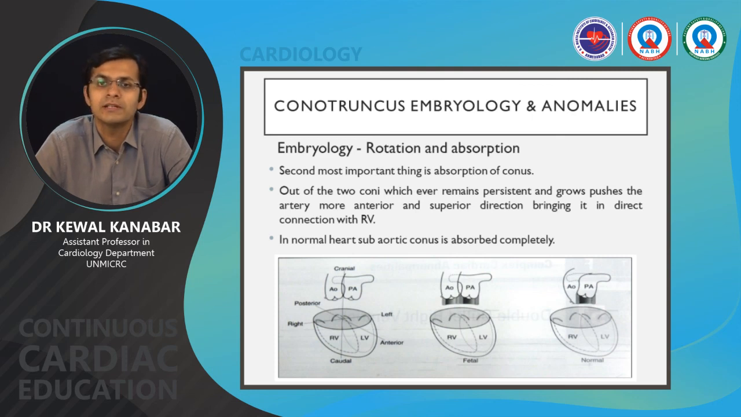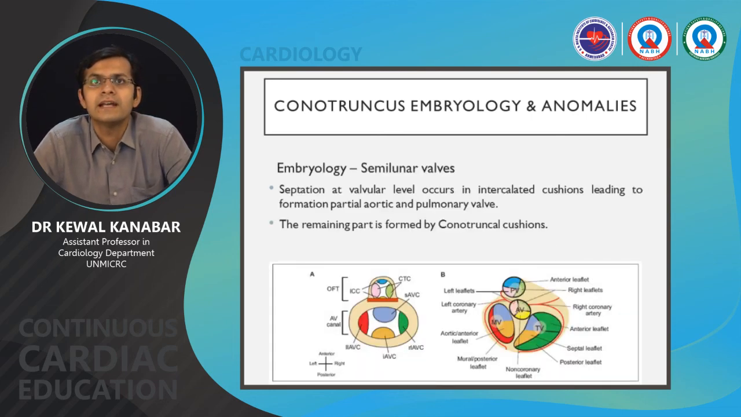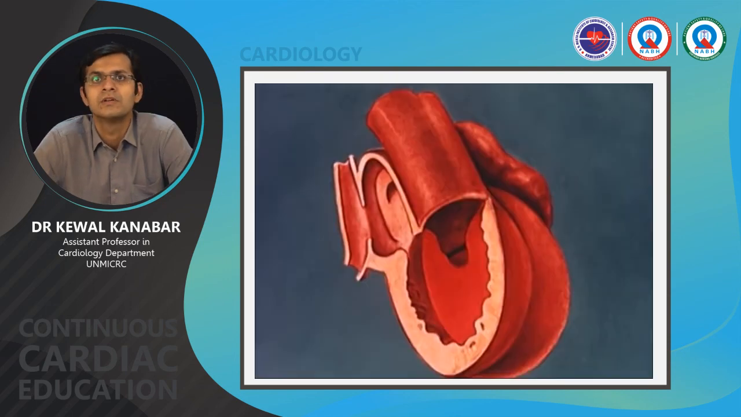In the normal conditions, the subaortic conus gets resolved. So, there is a fibrous continuity between the aortic valve and the mitral valve, whereas the subpulmonic conus usually persists. And as we have seen, the intercalated cushions will give rise to the formation of the aortic valve and the pulmonary valve, right? The intercalated cushions from the truncal septum will give rise to these 2 valves.